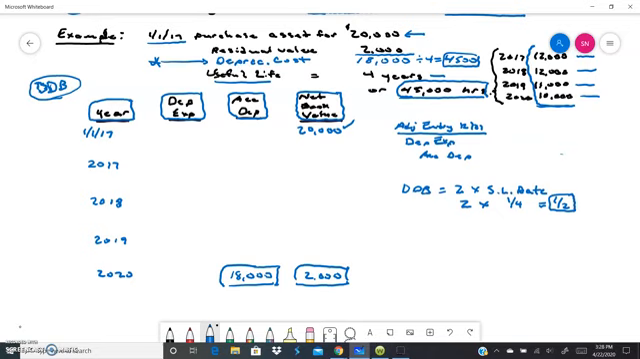What we're going to do is take 1/2 times whatever our net book value is at the end of the preceding year, or at the beginning of the year. So here, for the end of 2017, we're going to take 20,000 times 1/2. And that's going to give us $10,000.